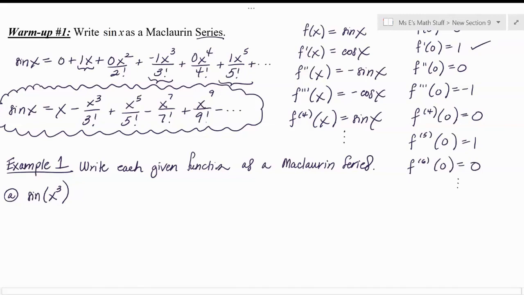All right, my friends, I hope that you at least considered generating the Maclaurin series for sine of the quantity x cubed, kind of like we did in warm-up number one. And I hope you considered it long enough to consider it, let's call it doable, but not desirable.